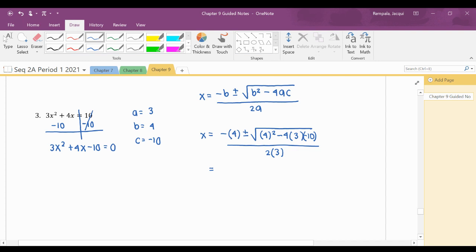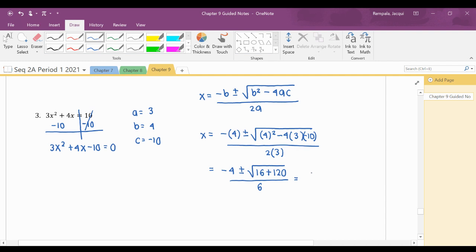Because there's only one negative sign with that 4, we will keep it negative. Plus or minus under the square root, 4 squared is 16. If I look at how many negative signs come after, I see 2. And don't forget, a negative times a negative is a positive. So if I multiply 4 times 3 times 10, I get 120. This is all over 2 times 3, so we have 6 in the bottom.